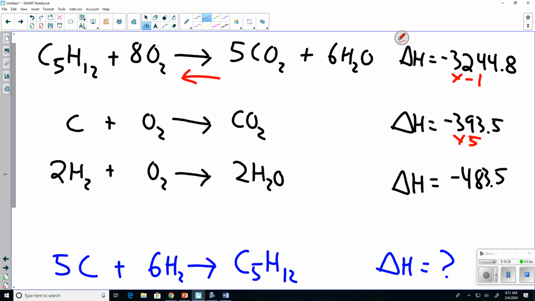Lastly, look at the last equation in black versus our equation in blue. The H2 is what they both have in common. So, what do I need to multiply this equation in black by? 3. Which means that if it's 3 times as much reaction, it gives off 3 times as much heat. I need to multiply that by 3.